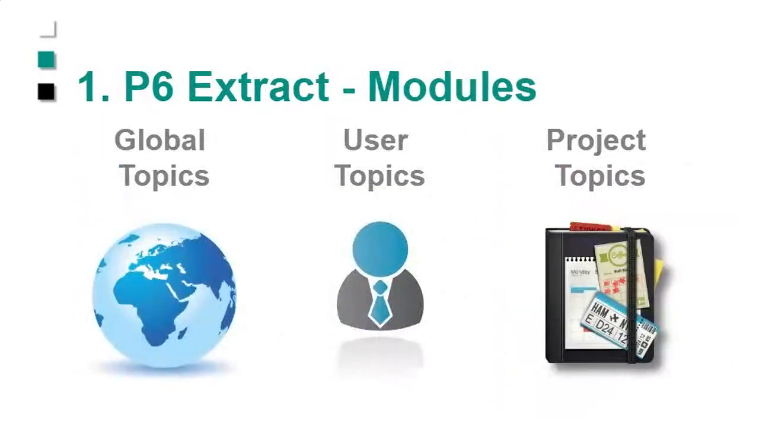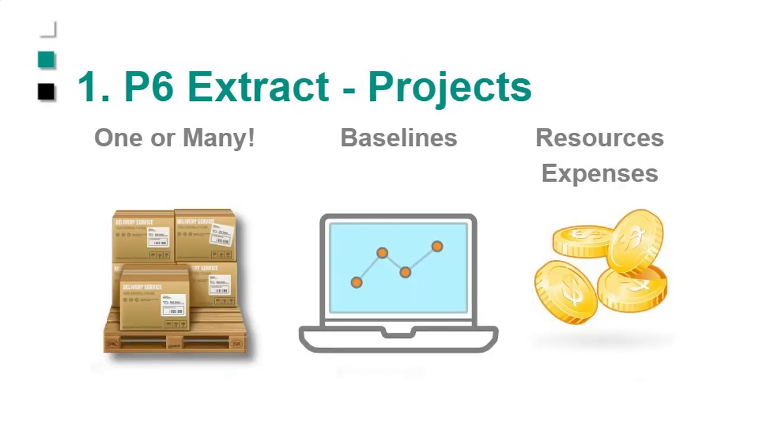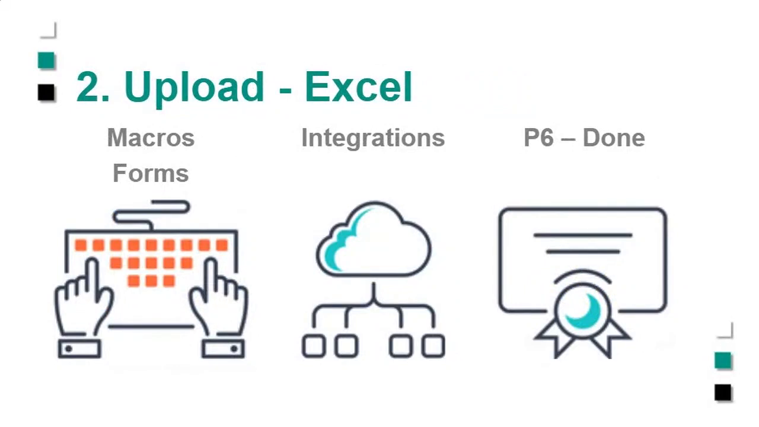So how does it work? Well, the idea is we decide what we want to extract, whatever it happens to be. We can extract one project or many projects. We can extract projects and their baselines, the resources and expenses. And then we can do whatever data manipulation we need to do in Excel, including running macros or pulling information from other places. And then we can basically load it back up into P6.